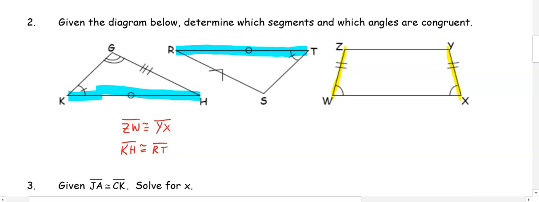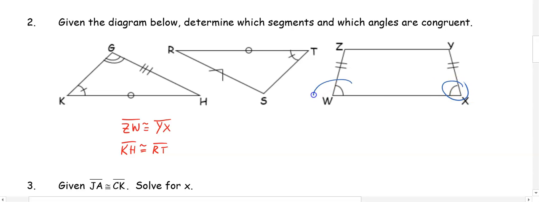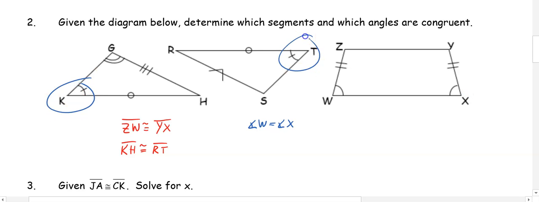Then, if we look at our angles, some of the angles that are congruent are these two angles. So angle W is congruent to angle X. We also have these two angles with the same marking. So we could say angle K is congruent to angle T.